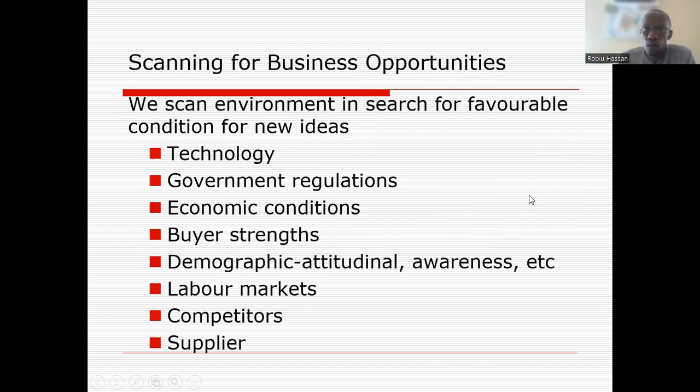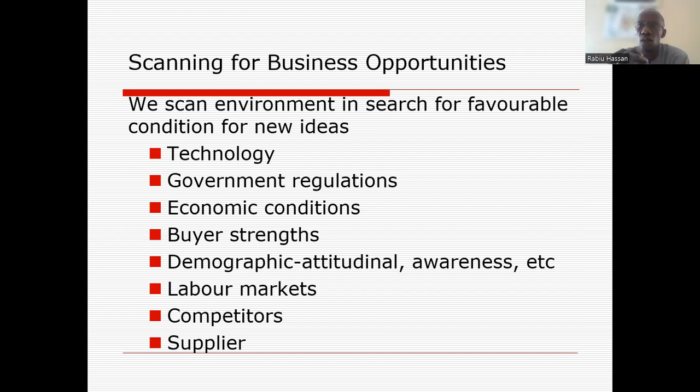And then scanning for business opportunity. Apart from the sources we talked about, there are some ways that you can scan, or search for, business opportunity in your environment. We can scan the environment and search for favorable conditions for new ideas. Sometimes a business idea can be gotten from environmental factors. So we are going to look at these factors.